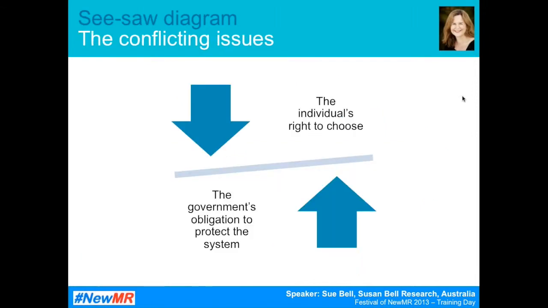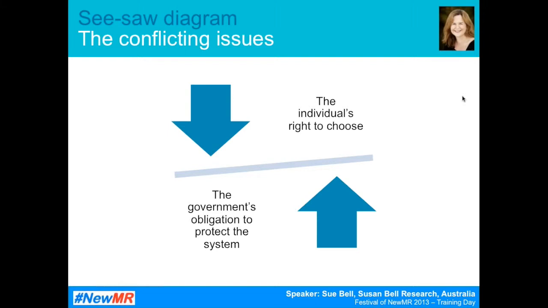Another one would also be just a diagram. This is, in a sense, the central tension in the story for that report, which is the conflicting issues: the government's obligation to protect the system, and the individual's right to choose. So should investors be allowed to invest in things in which they lose money? Should the government step in? That's the tension in that.